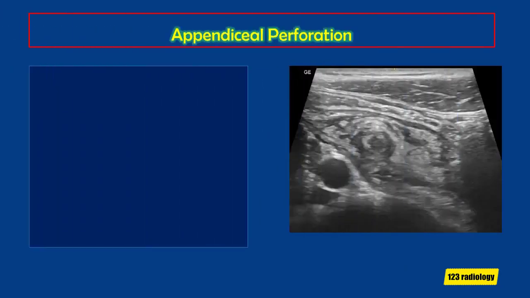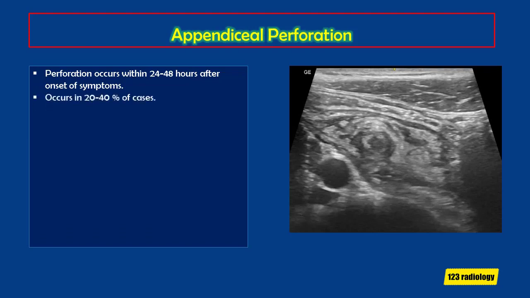If appendicitis is not treated within a reasonable time, ischemic necrosis may occur, and appendiceal perforation can follow. Perforation occurs within 24 to 48 hours after onset of symptoms. It occurs in 20 to 40% of cases. The diagnosis of perforation can be difficult as the appendiceal lumen decompresses, and hence becomes non-identifiable at sonography.